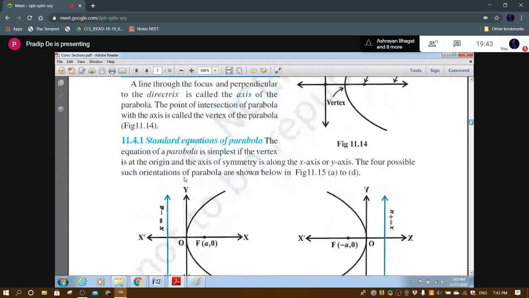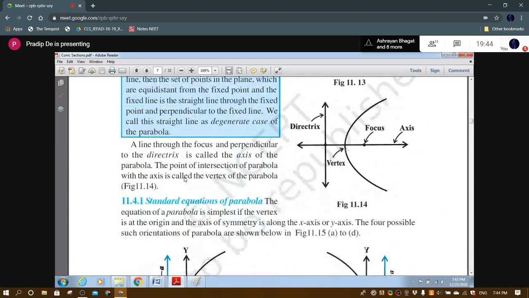So you may draw this diagram to understand different names. This is the focus. This line is the axis. You can see that the parabola is symmetric about the axis. The point of intersection of the parabola and the axis is known as the vertex. And the fixed line is called the directrix.